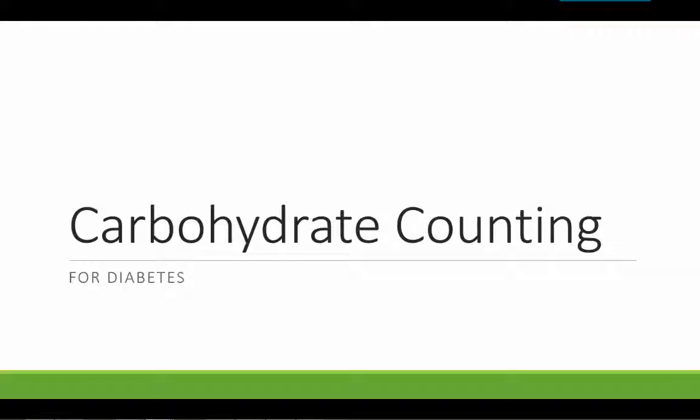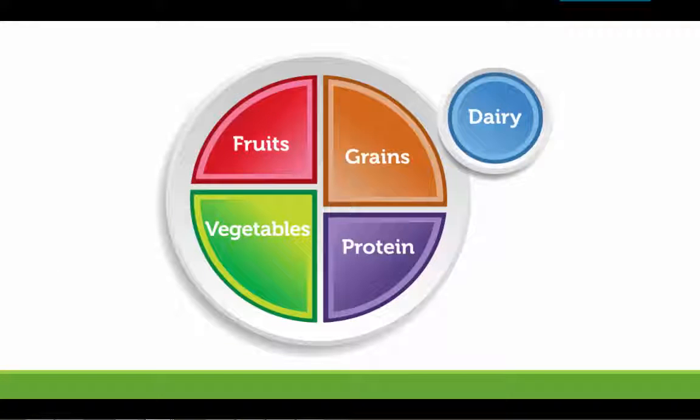a shortcut where they count carbohydrate servings instead. A typical person would only have to count 3 to 5 carbohydrate servings in a meal instead of 45 to 75 grams. The purpose of this video is to explain how we count carbohydrate servings. We start with the food groups.